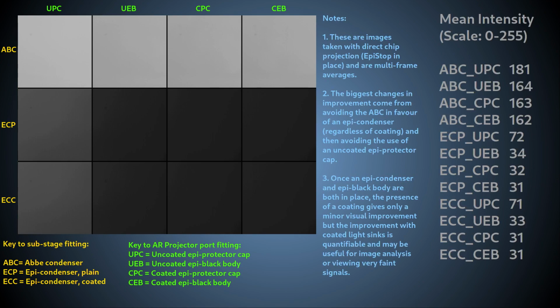Note that using even uncoated light sinks gives better results than using no light sinks at all. However, the best results, that is, the darkest fields, are gained when the coated epi-black body and epi-condenser are used. The worst results are obtained when the normal Abbe condenser and standard protector cap are used instead of light sinks. Therefore, the use of light sinks is definitely worth the effort to get the best contrast, and especially if you need to look for weak signals such as faint fluorescence.